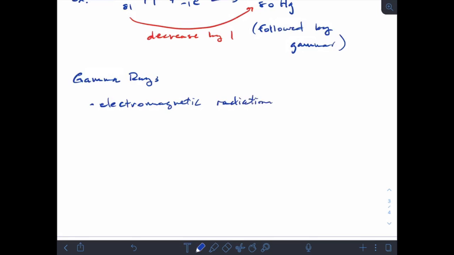Similar to microwaves or UV radiation or infrared or visible light, it's all part of the electromagnetic spectrum. Gamma rays happen to be highly penetrating, high energy electromagnetic radiation. So what causes them is a nucleus losing energy from an excited state.